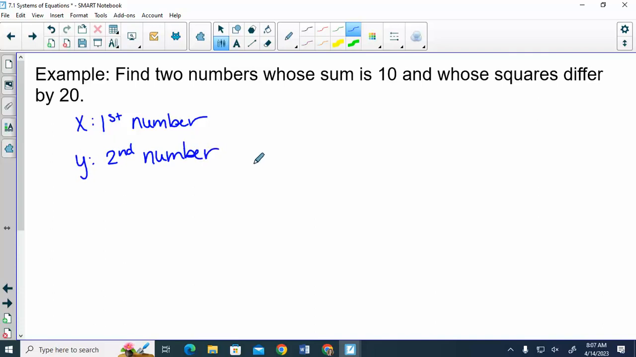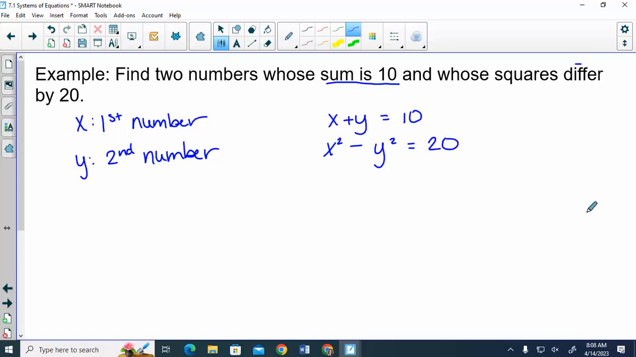So if I have two variables, I have to have two equations in order to be able to solve this. So now I need to go to my problem and see if I can find two equations. It says their sum is 10. What does sum mean? Add. So x plus y equals 10. Whose squares differ by 20. What does that mean? Subtract. The differ is to subtract. Their squares would be like x squared minus y squared equals 20.